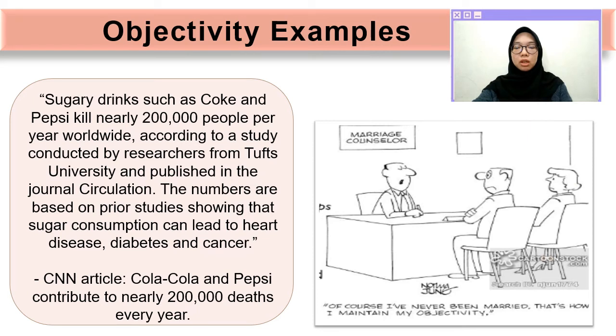Objectivity examples. The first example is from a CNN article with the title Coca-Cola and Pepsi contribute to nearly 200,000 deaths every year. Sugary drinks such as Coke and Pepsi kill nearly 200,000 people per year worldwide, according to a study conducted by researchers from Tufts University and published in the journal Circulation. The numbers are based on prior studies showing that sugar consumption can lead to heart disease, diabetes, and cancer.